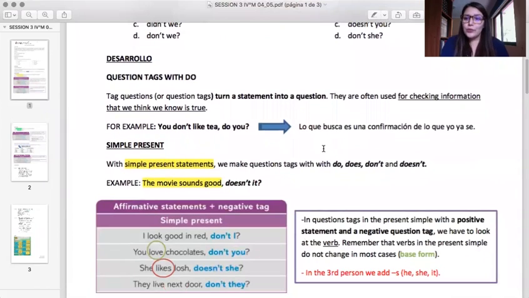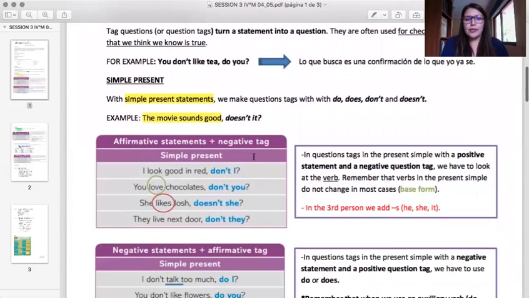This session, we're going to continue with question tags that we started in session number 2. And we're going to focus on the verb do in the simple present and in the simple past. But before, we have to remember that question tags turn a statement into a question and they are used to check for information that you already have. For example, you don't like tea, do you? Lo que busco aquí es una confirmación de la información que yo ya poseo. Doy un hecho y termino con la question tag para confirmar esa información.